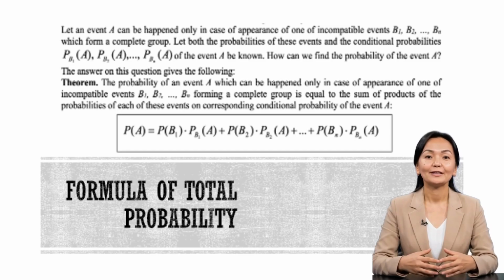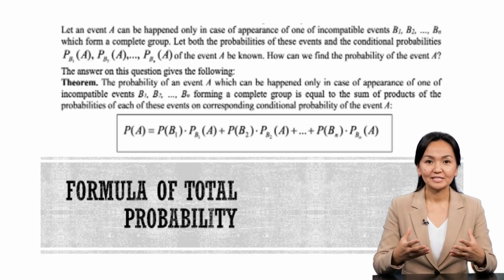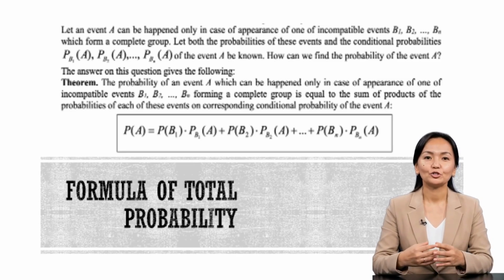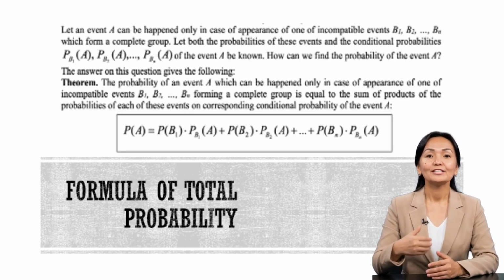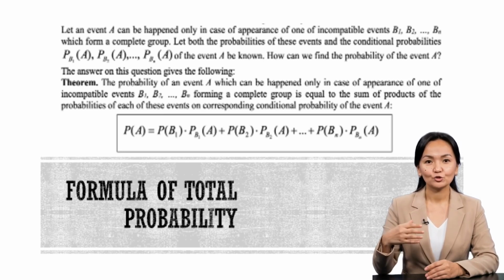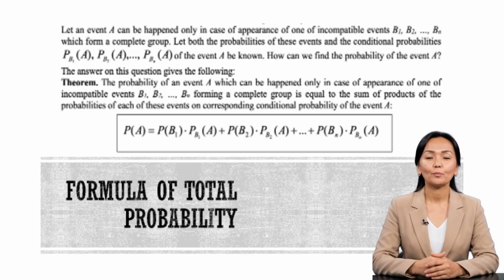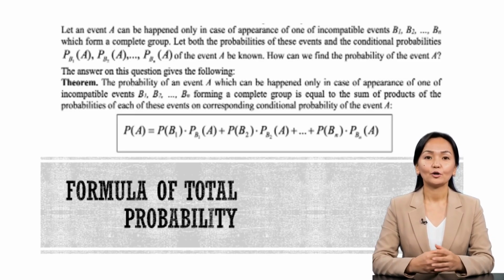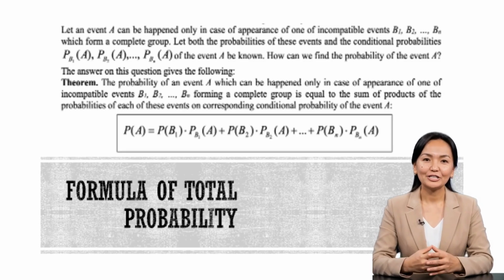This theorem states that the probability of A is equal to the sum of the products of the probability of each B event and the corresponding conditional probability of A given that B event. This formula essentially averages the conditional probabilities of A weighted by the probabilities of the different scenarios in which A could occur. The formula of total probability is extremely useful in practice because it allows us to calculate the probability of an event when it can occur through multiple different pathways, each with its own probability and conditional relationship to the event of interest.